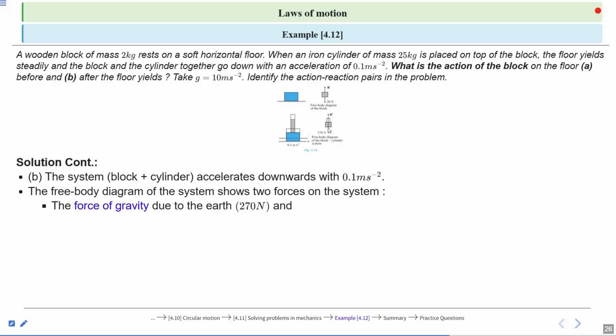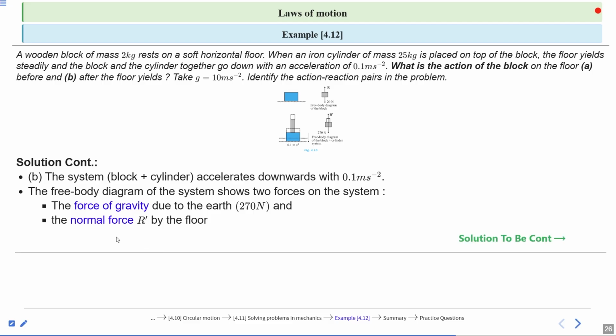Because here the mass of this iron cylinder is 25 kg plus the mass of the block 2 kg, so 25 plus 2 equal to 27 kg. The weight acts vertically downward, so mass into g, where the value of g is 10. So it will be 27 into 10 is equal to 270 Newton. And the normal reaction R prime by the floor acts vertically upwards.